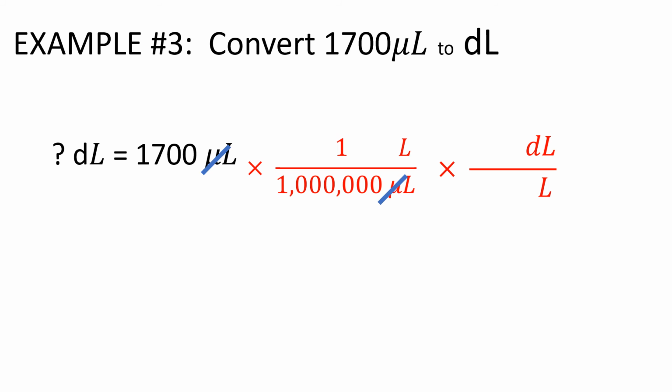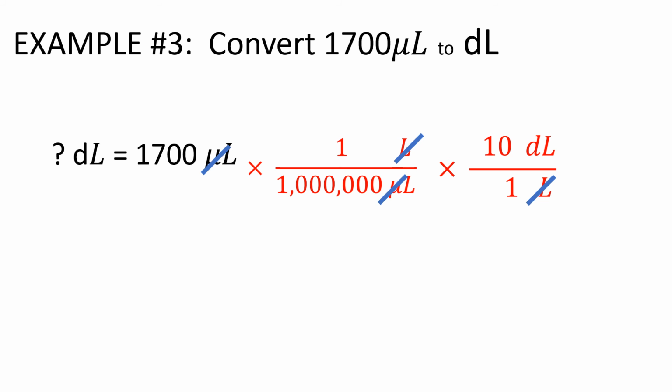So we know the relationship there. A deciliter is smaller than a liter by 10. So 1 liter is 10 deciliters. So if we get rid of the liters, cancel those out, there we go. We are left with just deciliters, and that's exactly what we were looking to do.